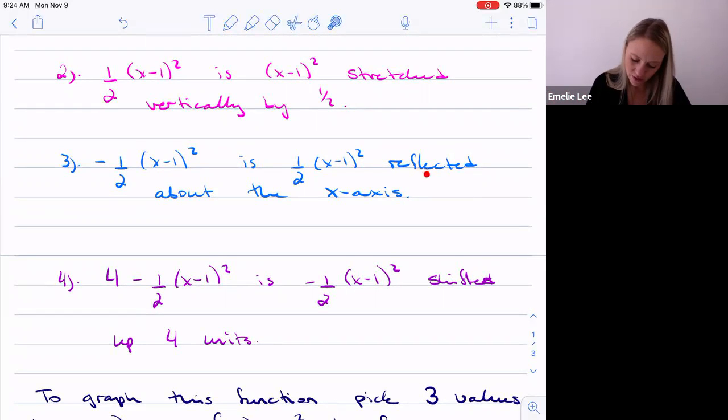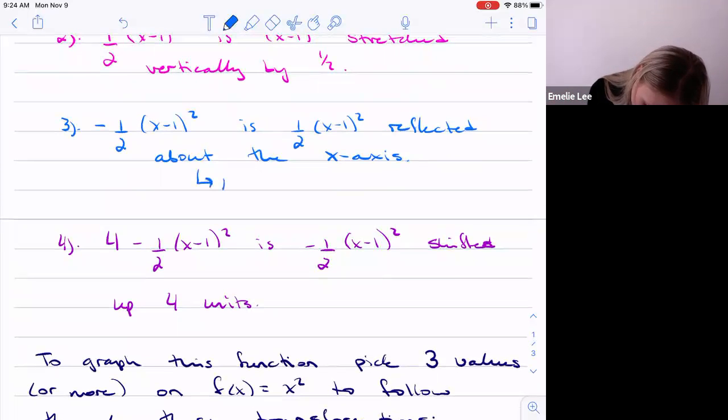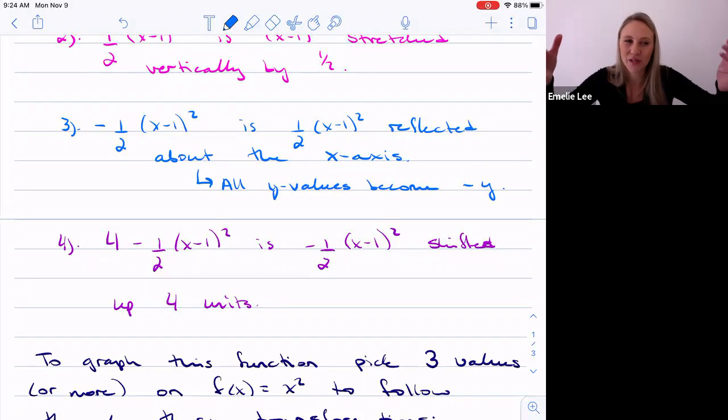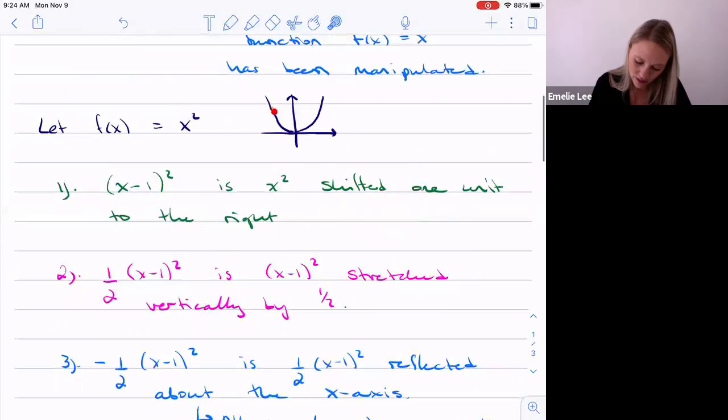Next thing I have to do is reflect about the x-axis. What does this mean? It means all my y's become negative. So here, all y values become negative y. If the y value is negative, then negative y makes it positive. I just want to highlight that. In this case, we have just shifted over to the right by 1, and then we've shrunk it, so all our y values are positive, so now they're going to be negative.